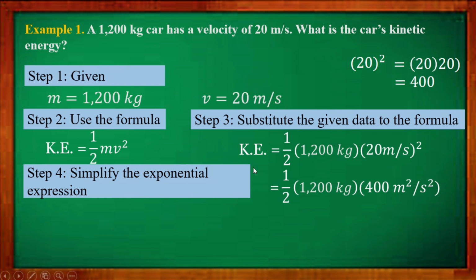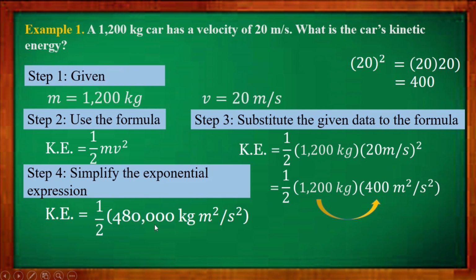So after we simplify the exponential expression, we can now multiply these numbers. So 1,200 kilograms times 400 meters squared per second squared. And this will give us this equation. So KE equals 1 half. And if you are going to input these numbers and get the product of this, 1,200 times 400 is just 480,000. Then copy the units kg, meter squared per second squared.